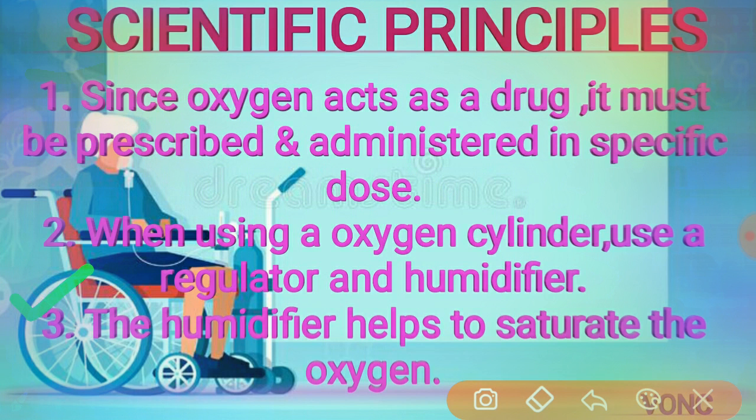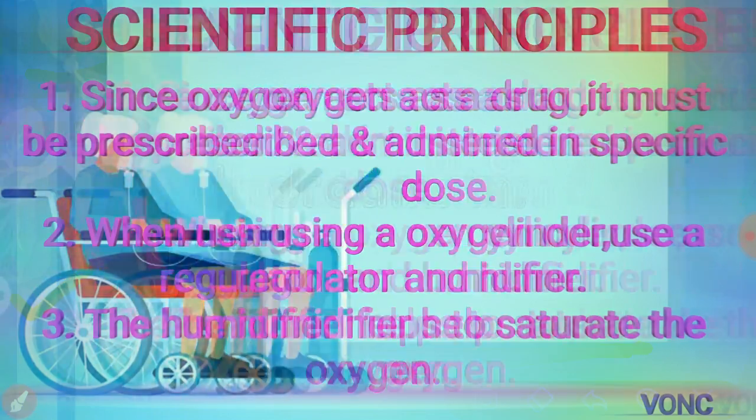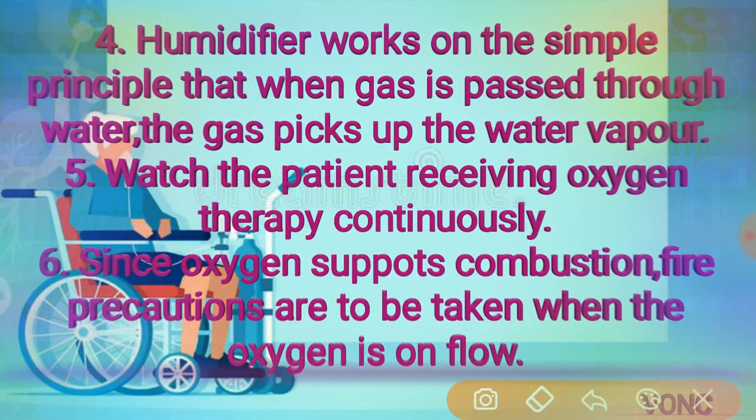Then coming to the third one, the humidifier helps to saturate the oxygen. We know that. So how does the humidifier saturate the oxygen? With water vapor. Why does the humidifier saturate the oxygen? To prevent the drying of the mucous membrane of the respiratory tract. So the humidifier is helpful to saturate the oxygen.